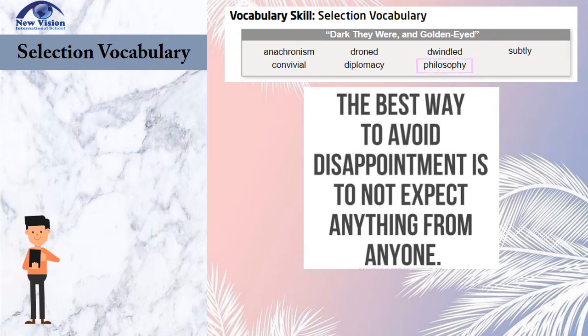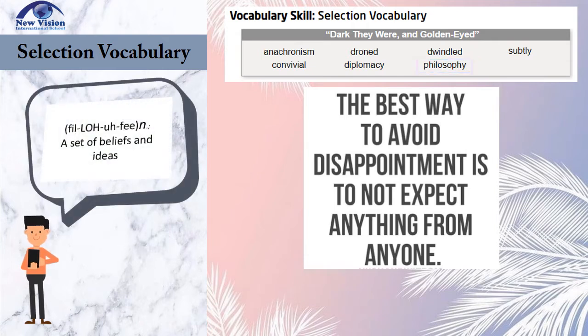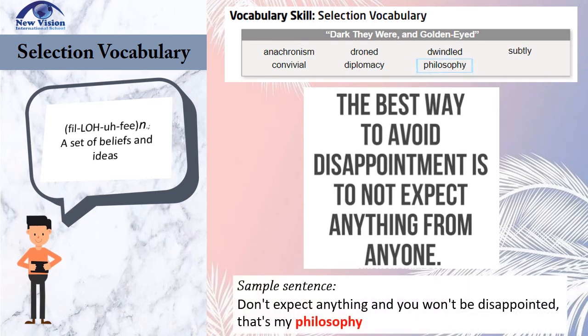The last word is philosophy. Philosophy is a noun that means a set of beliefs and ideas. Sample sentence: don't expect anything and you won't be disappointed. That's my philosophy. We won't be answering page 268 for now. It's because there's another text and set of vocabulary words that we have to study and schedule for next week. We will leave the page blank. We'll move on to the vocabulary strategy.